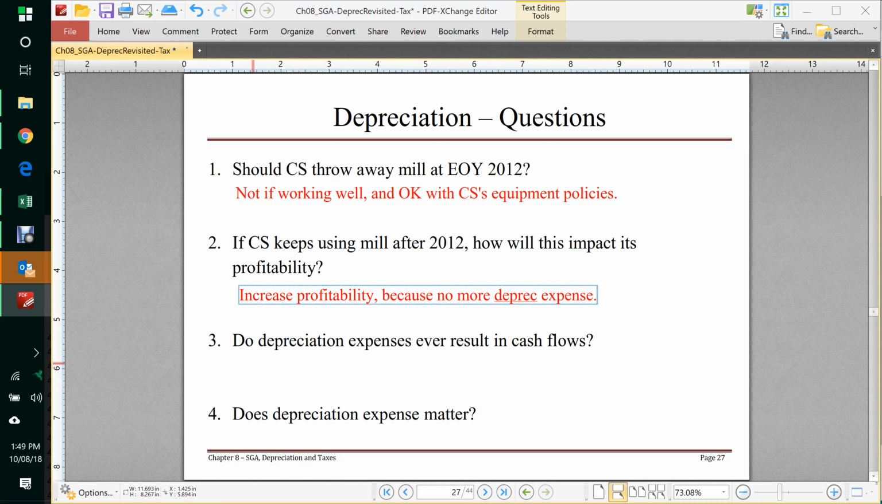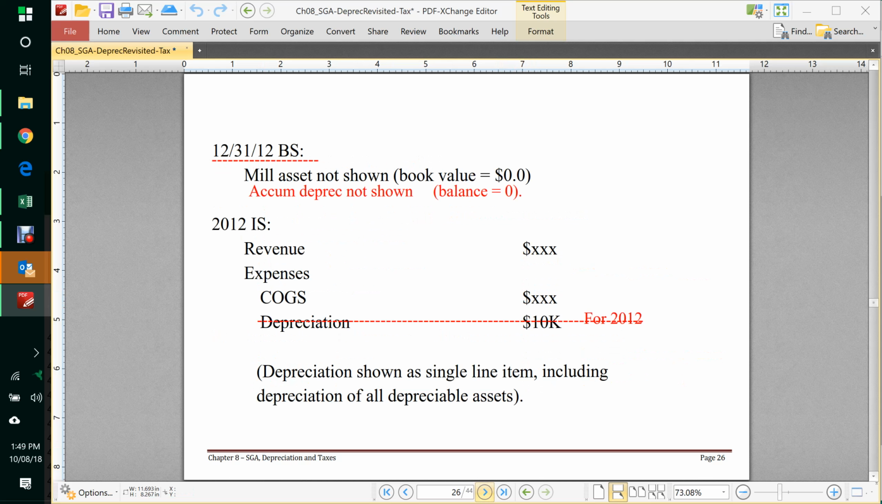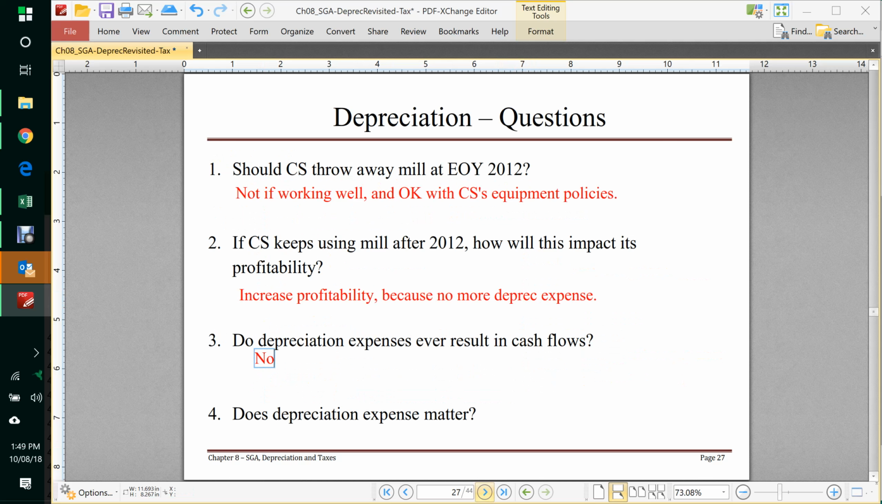Do depreciation expenses ever result in cash flows? Well, let's go back to some of our journal entries for depreciation expense. In all 5 years, depreciation expense 10,000. Was there ever cash on the other side? No. Could there have been cash on the other side? No. So we're going to say no, of course not. Check the journal entry for depreciation expense.